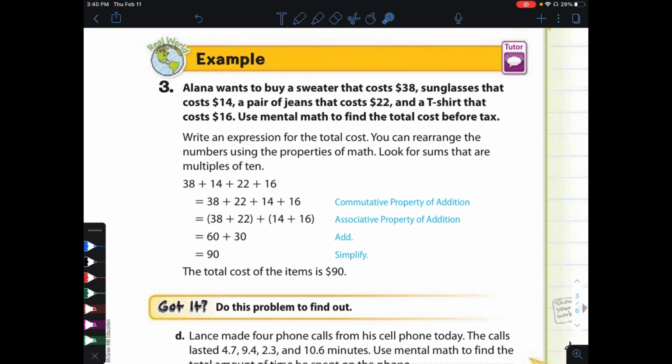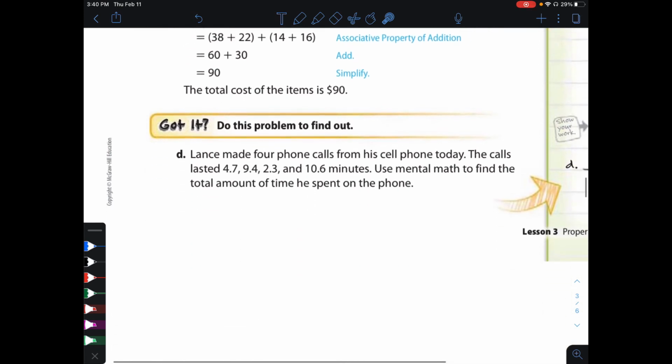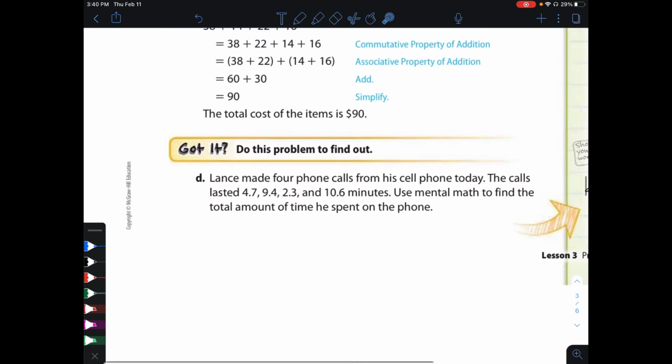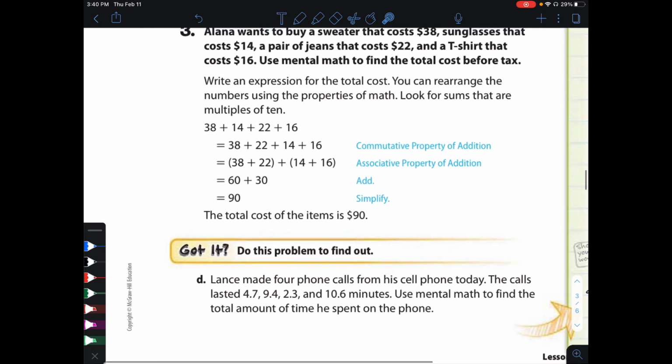And that's how you use the properties to be able to add numbers faster mentally, okay, by finding sums that are multiples of 10. Do the got it problem and let's see if you understand example number 3.